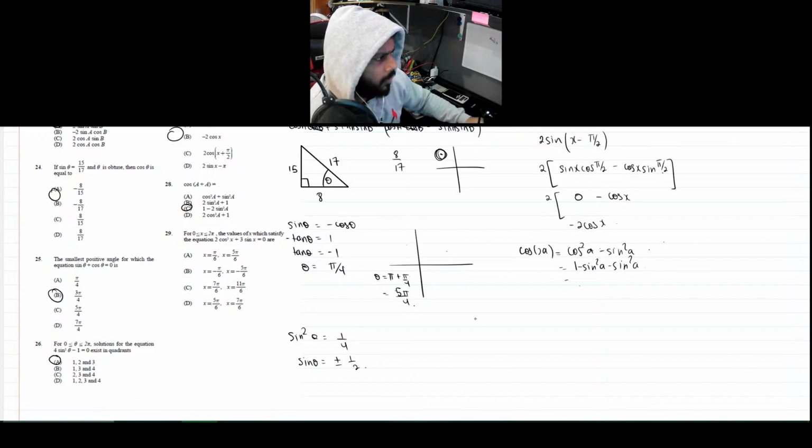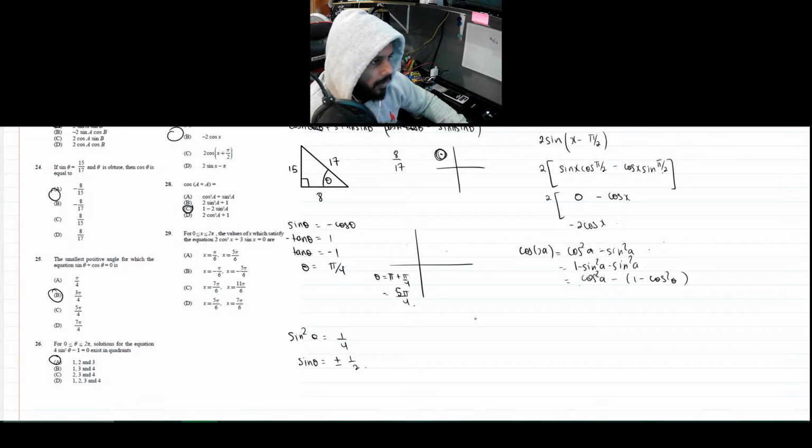I just want to check over this. Check the next one: cos squared a minus (1 minus cos squared a). So it will be 2 cos squared a minus 1. Okay, cool. So C is the answer. Again, if you wanted to put an angle, you could have put an angle.